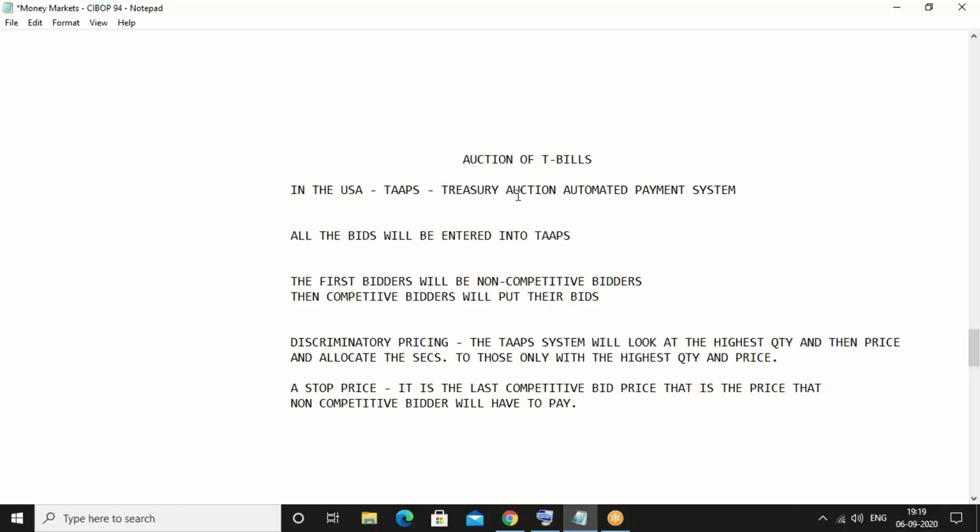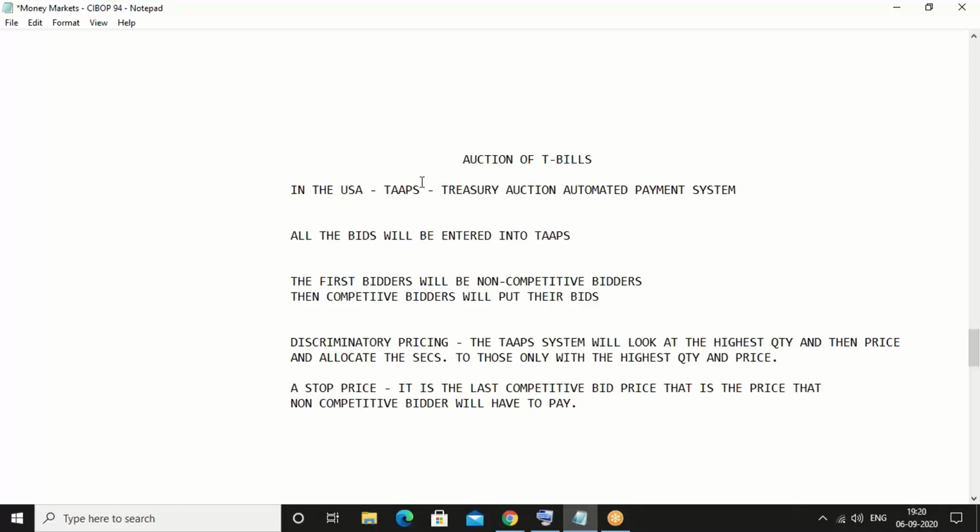They put in their bids first, and after their cutoff time is done, let's say, for example, all non-competitive bidders have to bid from 9:30 a.m. to 11 a.m. After 11 a.m., the competitive bidders will put their bids. Once the bids have been put into the system, the TAPS system will use the discriminatory pricing methodology, where they look at the bids with the highest quantity and then price, and they'll keep allocating that.